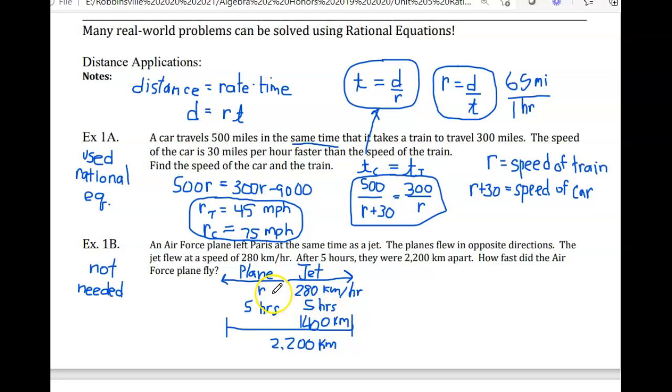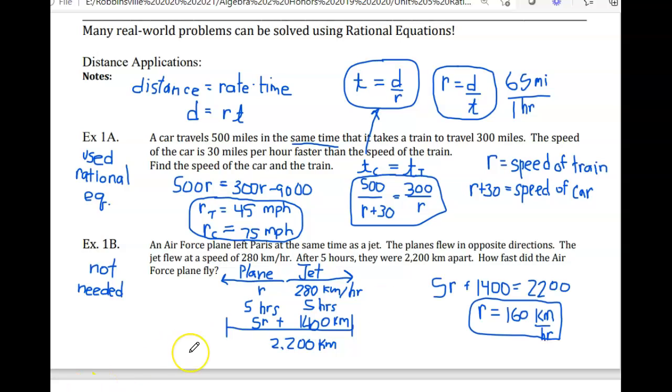And we do also know that rate times time would be 5R for the plane. And combined, if we add those two together, we should get 2,200 kilometers. So we don't even need a rational equation for this application. It's just standard linear. So go ahead and solve it. Set 5R plus 1,400 equal to 2,200. And you should get 160 kilometers per hour for the plane speed.